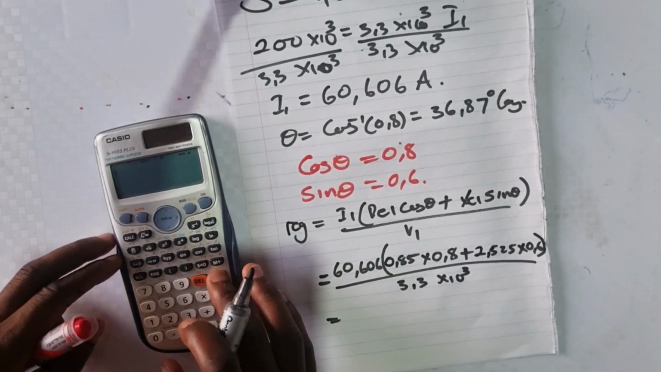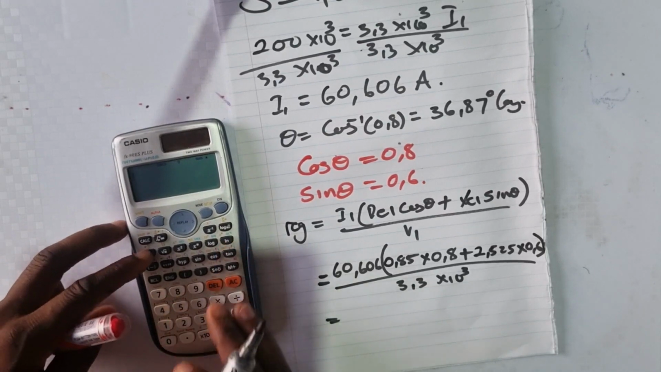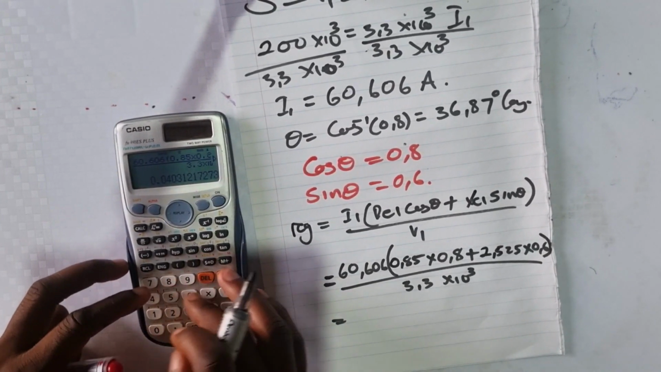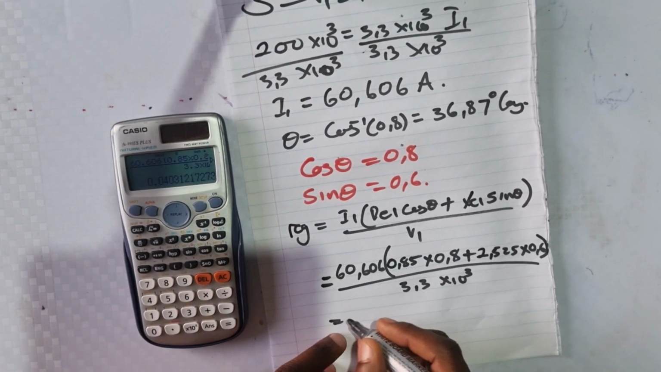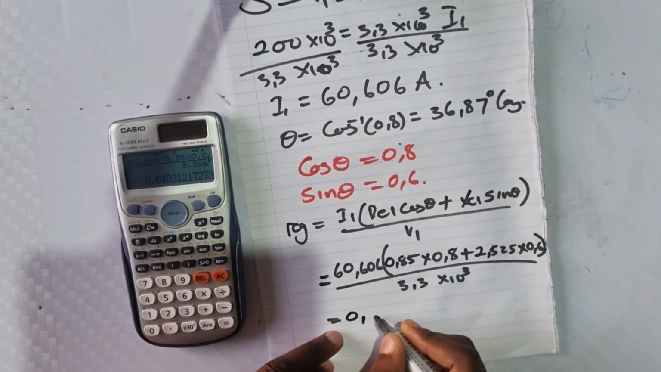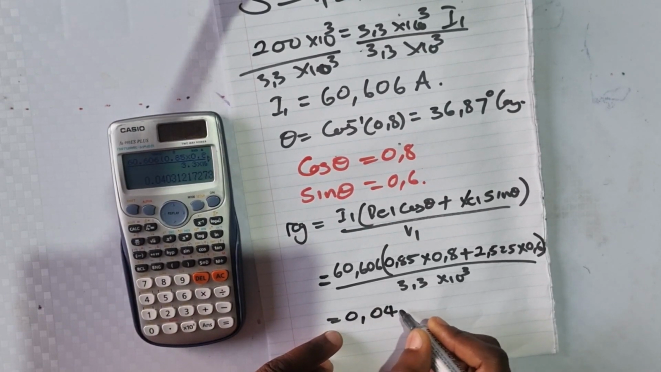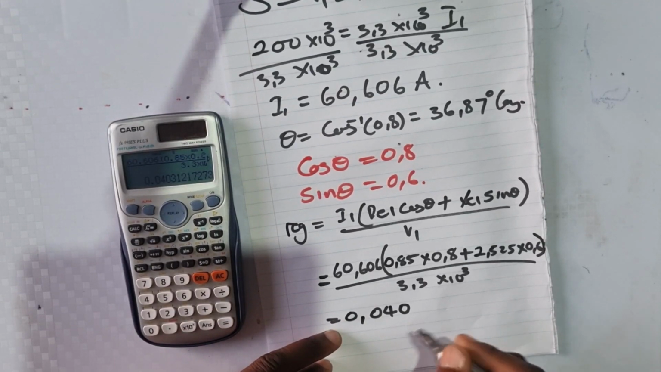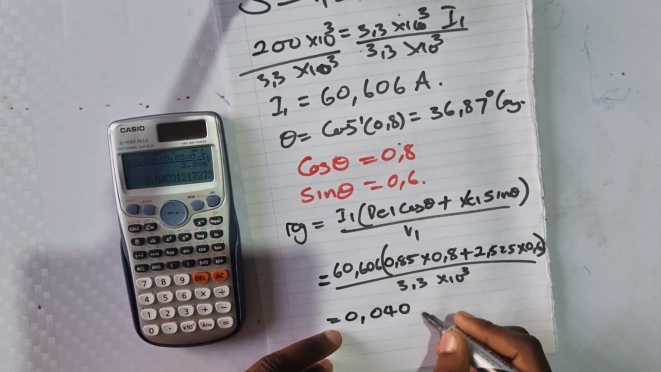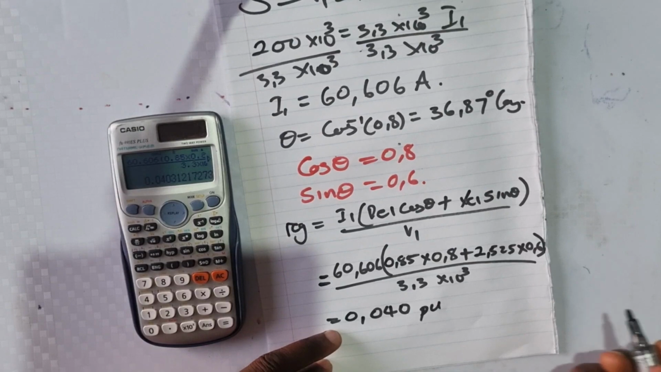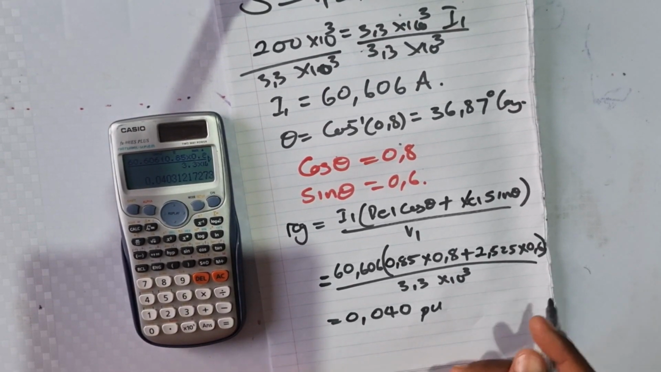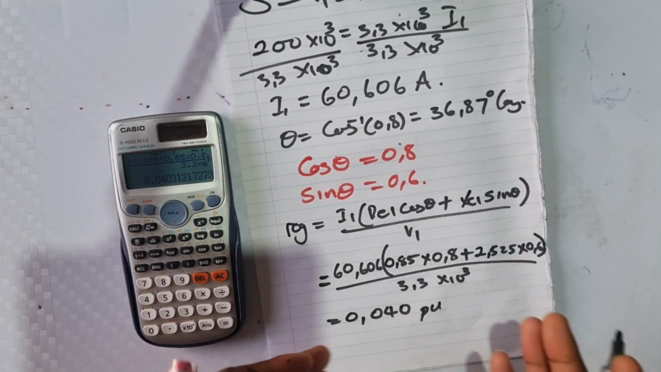So let's punch this. This gives me 0.040 if I'm rounding off to 3 decimal places, per unit. Okay, so this is just how you calculate the regulation.